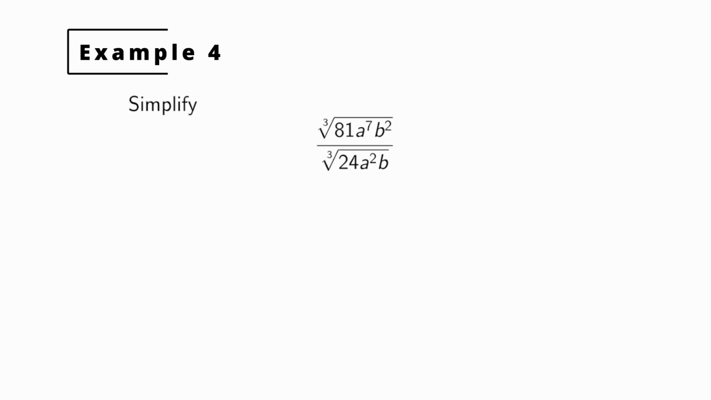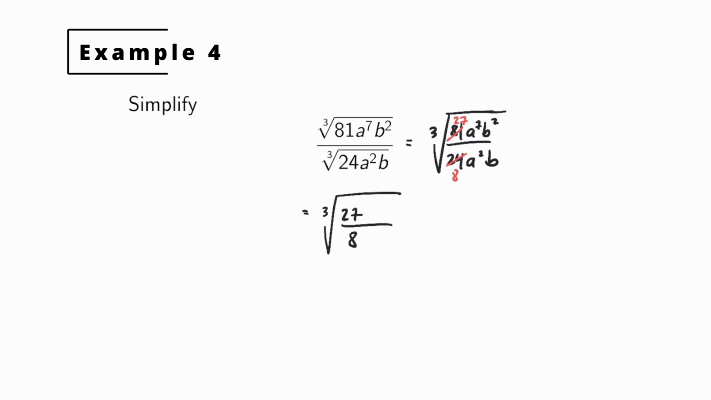Final example. We start by using the division property of roots. So we can write this as the cube root of 81 a to the 7th b squared over 24 a squared b. Now, 81 and 24 have a common factor of 3. If I cancel out the 3, I'll be left with 27 in the numerator and 8 in the denominator. So I'll have the cube root of 27 over 8, and then a to the 7th divided by a squared will give me a to the 5th, and b squared over b will give me b.